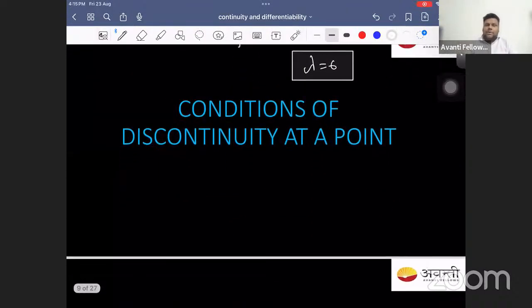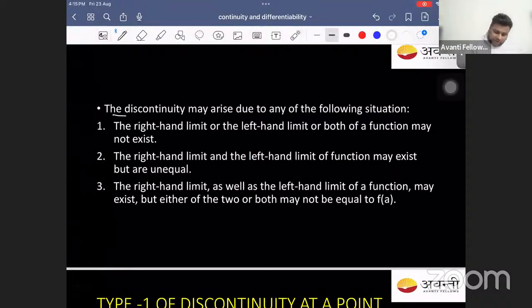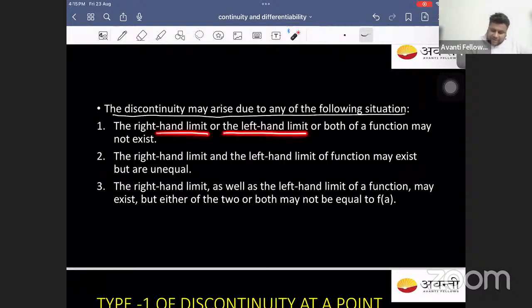Now, let's talk about the reasons for discontinuity. Discontinuity may arise due to any of the following situations. What are the situations? The right hand limit or the left hand limit or both may not exist. Say the function is such that its left hand limit or right hand limit is non-existing. So if the limit does not exist, that means the function is discontinuous.